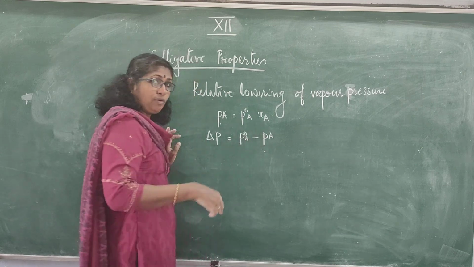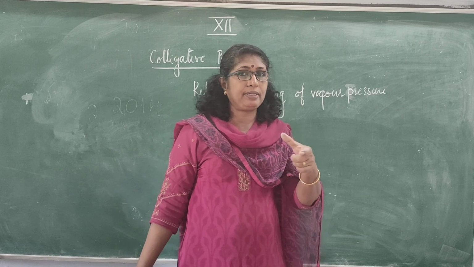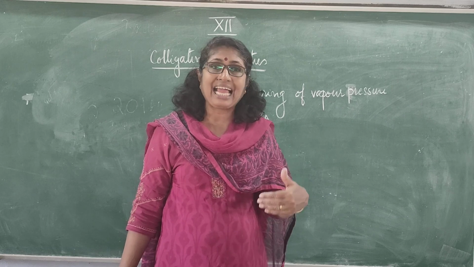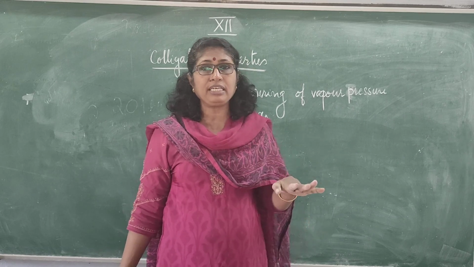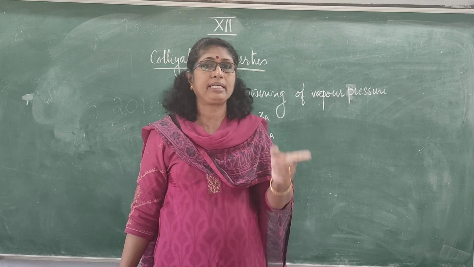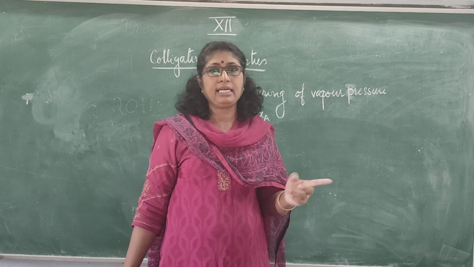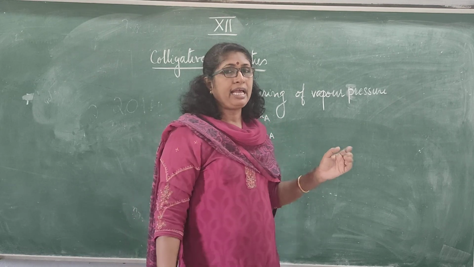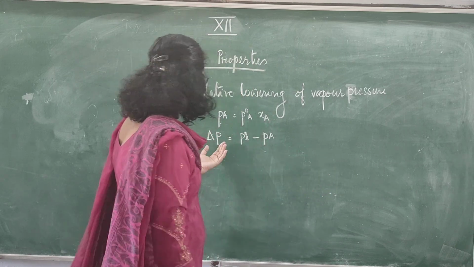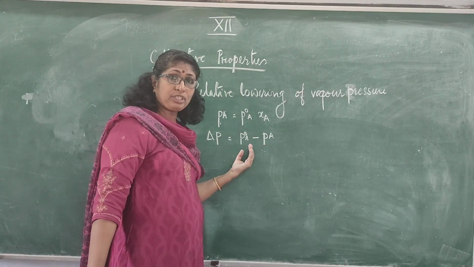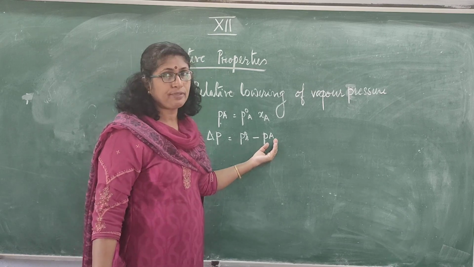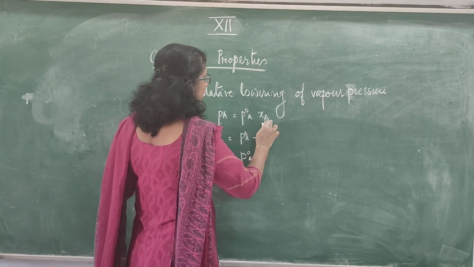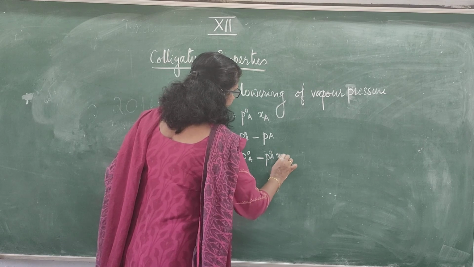So when you add a non-volatile solute, yesterday we saw that evaporation takes place only from the surface. When a non-volatile solute is added to a volatile solvent, some of the surface will be occupied by the non-volatile solute particles. Therefore, evaporation will decrease, vapor pressure will decrease, isn't it? And that decrease in vapor pressure, delta P, is equal to the vapor pressure of the pure solvent minus the vapor pressure of the solution. So that is P naught A minus P naught A into XA.